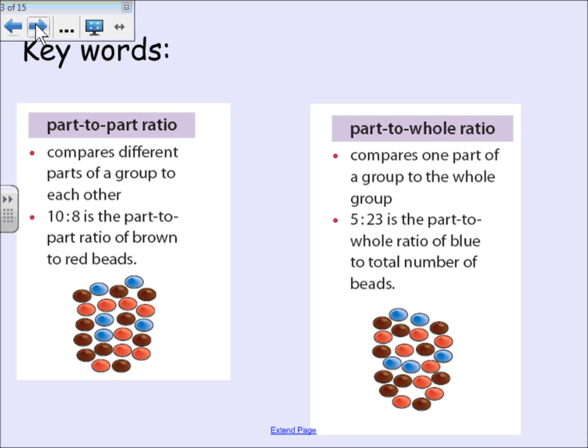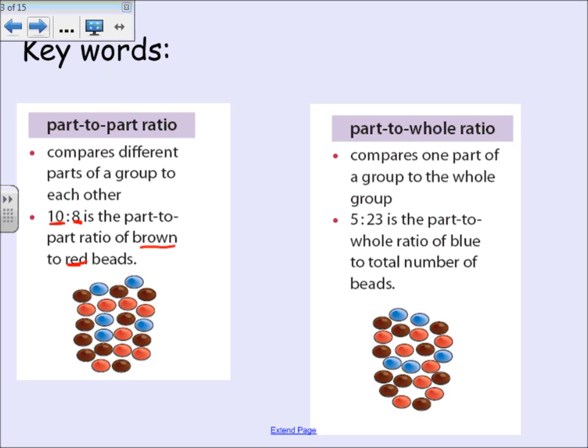There are 2 ways we can represent ratios when we're talking about a two-term ratio. We can talk about them as a part to part ratio, and we can talk about them as a part to whole ratio. We can compare individuals, reds to blues, and discard the brown in the part to part. So it compares different parts of a group to each other. 10 to 8 is the part to part ratio of brown to red beads. If you count these up, there are 10 brown beads and there are 8 red beads.